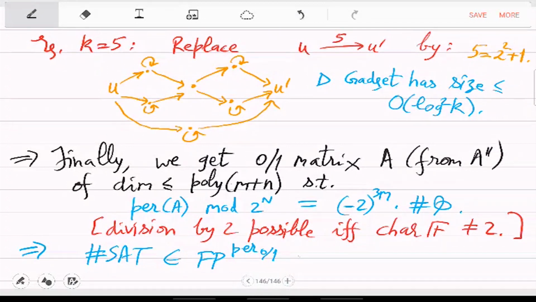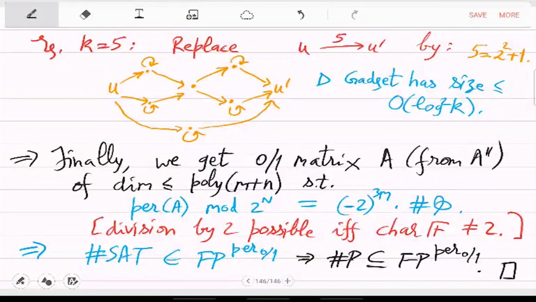And which means that #P can be solved using the permanent, because #SAT is the hardest problem, right? So #P completely can be solved. That is what we had promised in the theorem statement. So permanent is #P-hard.